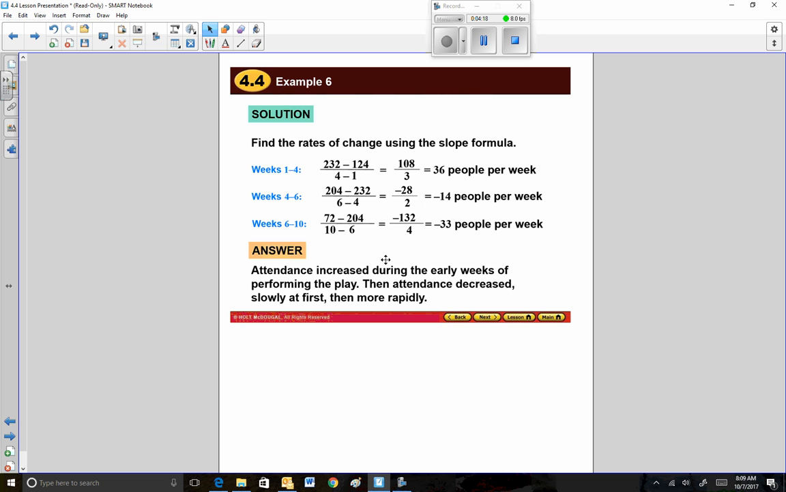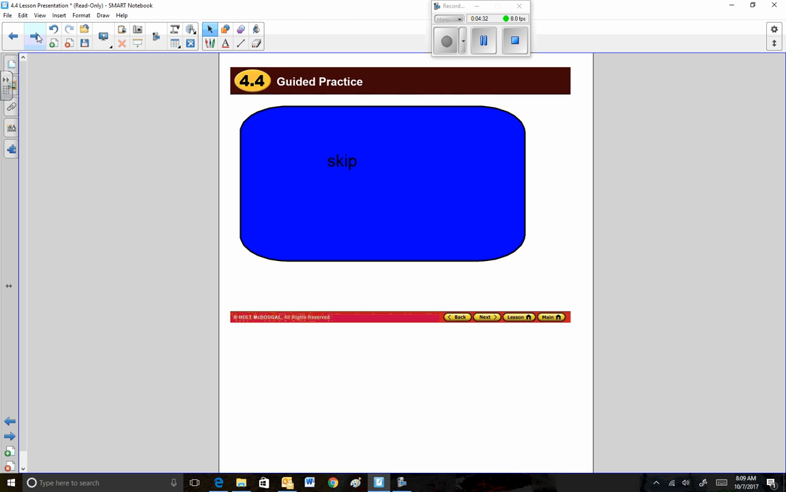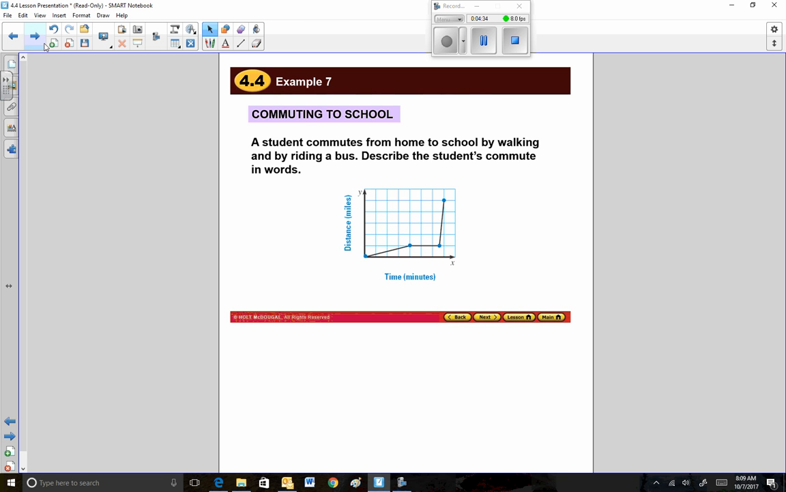So attendance increased during the early weeks of performing the play. Then the attendance decreased slowly at first, and then more rapidly. See, just a slow decrease, and ooh, that was not a good sign for that play. All right, let's take a look. We're going to skip that.